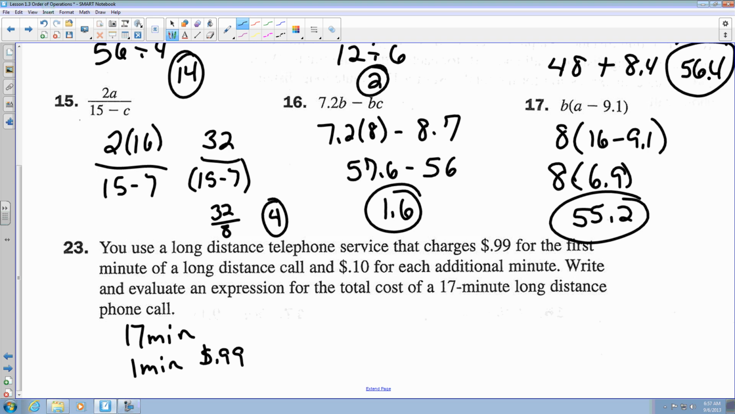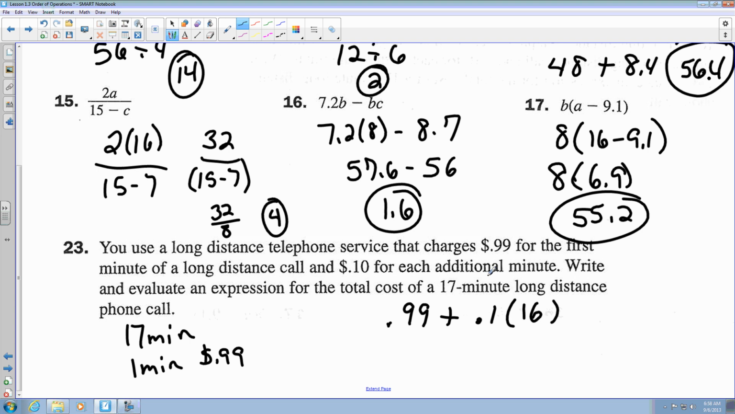So I'm going to write an expression that looks like this. I'm going to put 0.99 for the 99 cents for that 1 minute, plus 10 cents, so 0.1, and I'm going to multiply it by 16. Here's why. Because I made a 17-minute phone call, that first minute is going to be the 99-cent charge. The other 16 comes from the 10-cent charge. So that's where I get that 16 value in this specific problem.